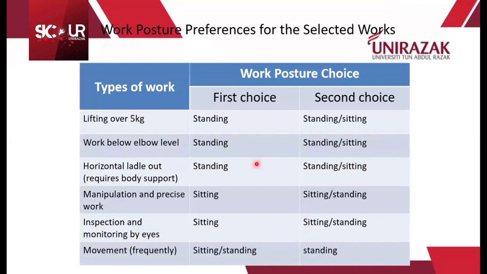Work posture preference for the selected work. So kalau kita lifting over 5 kg, first choice is standing berbanding dengan sitting. So work below elbow level, first choice is standing. Horizontal reach out, standing. Manipulation of precise, sitting. Inspection and monitoring by eyes, sitting. Movement frequently, ini sitting ataupun standing, mana-mana boleh. Right.